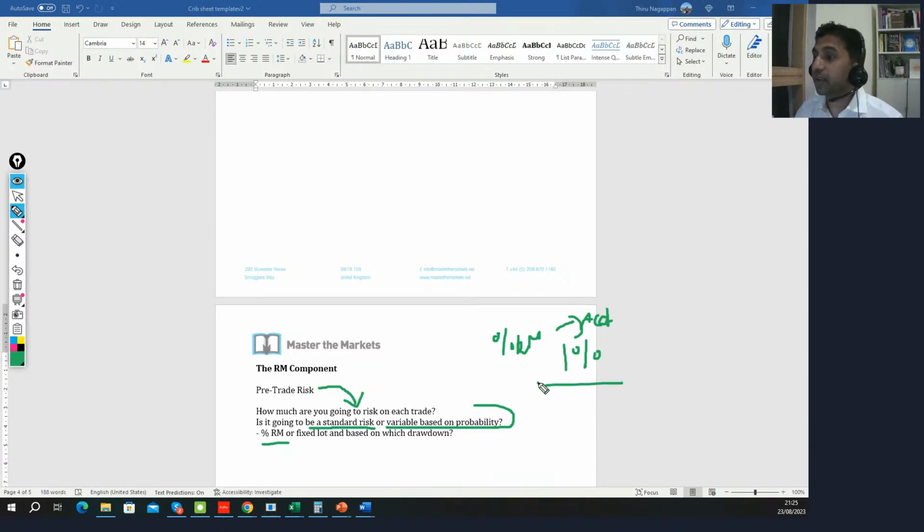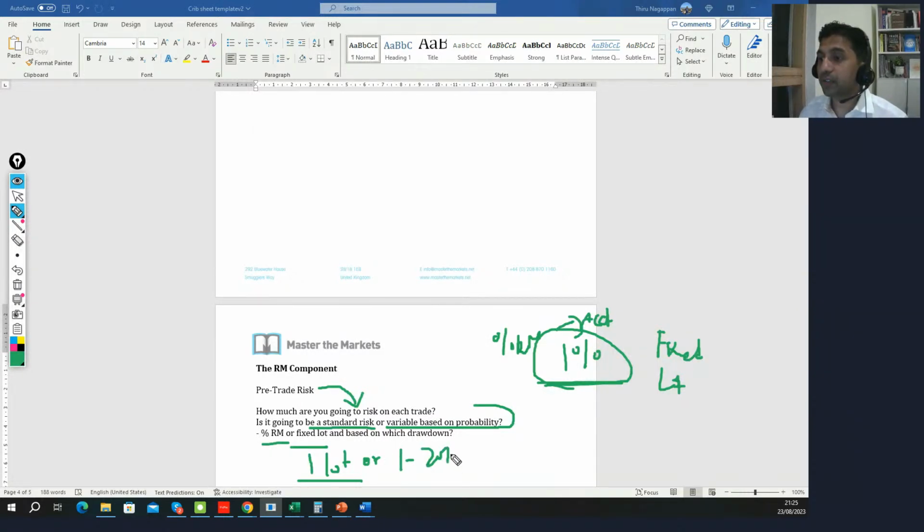So that's a fixed risk management. Or instead of percentage risk management, you can also do fixed lot size risk management. For example, if you're buying currencies, you would just say, I'm going to stick with one lot. All the time I'm going to buy is going to be one lot. But then you can add one more rule saying that it's either going to be one lot or it's never going to exceed more than 1 to 2% of my account size, whichever is smaller.